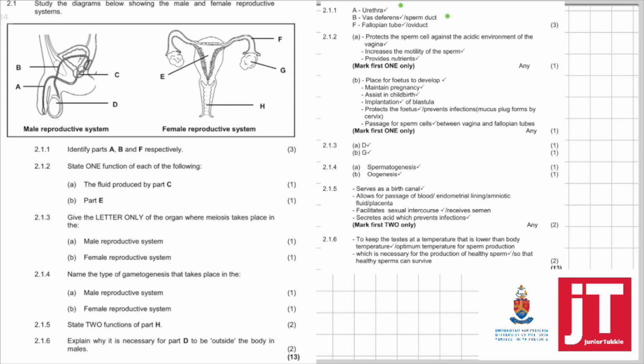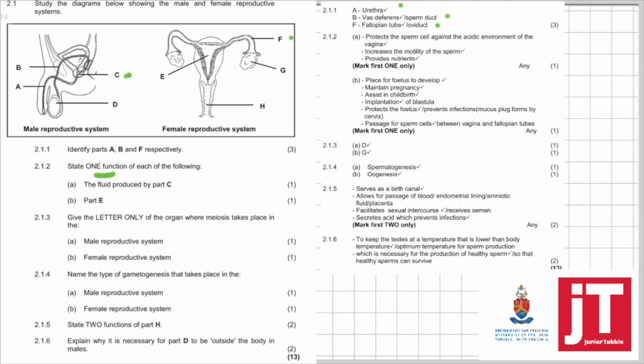And then F, where's F? Here's F. That obviously you know is the fallopian tube or the oviduct. I would set out my paper in the exams as well, writing A, B, F, and the answers next to it. Right. 212. State one function of the following. The fluid produced by C. Now let's look at C. C is the prostate gland.